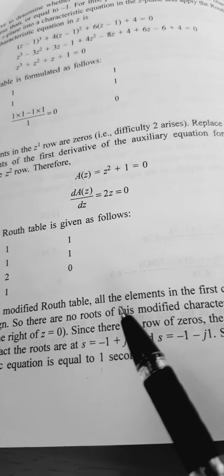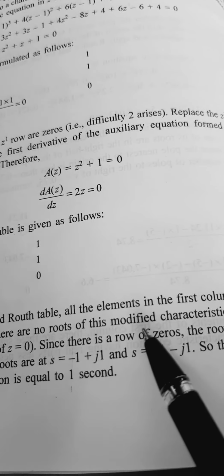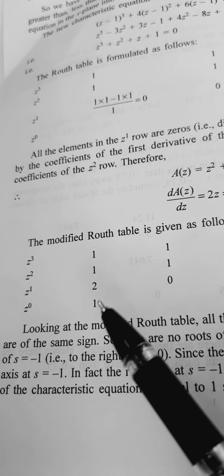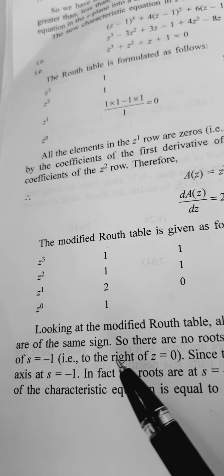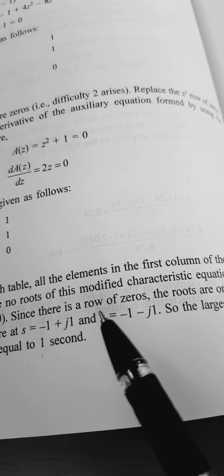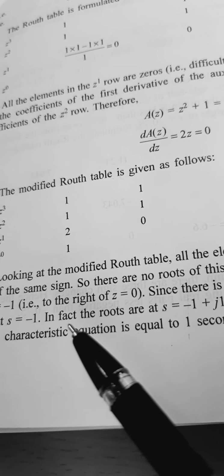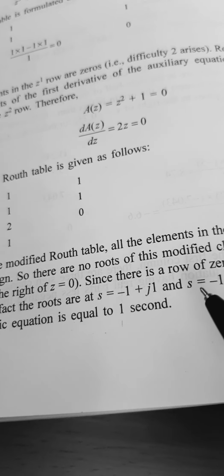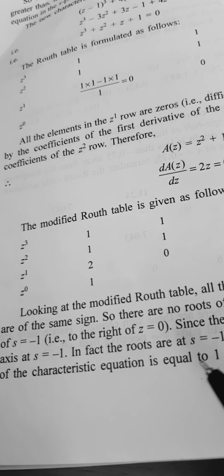Once more, looking at the modified Routh table, all the elements in the first column are of the same sign. So there are no roots of this modified characteristic equation to the right of s equal to minus 1, because all are positive, so there won't be any on the right. If there were sign changes, you could say there may be roots to the right of s equal to minus 1, that is z equal to 0. Since there is a row of 0, the roots are on the imaginary axis at s equal to minus 1. In fact, the roots are at s = minus 1 plus j1 and s = minus 1 minus j1. So the largest time constant of the characteristic equation is equal to 1 second.